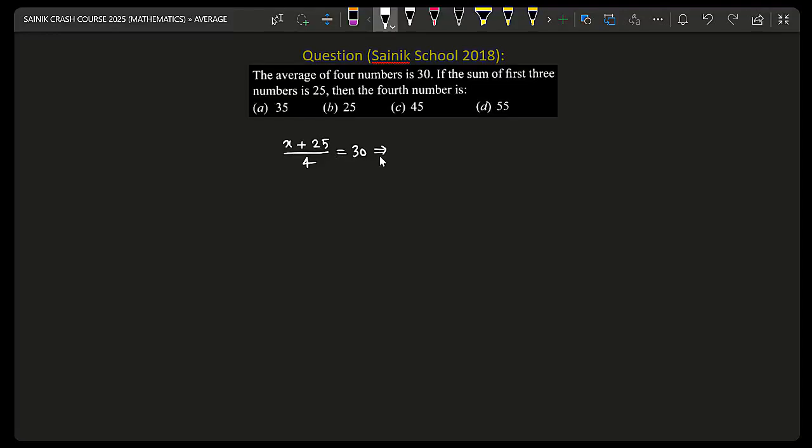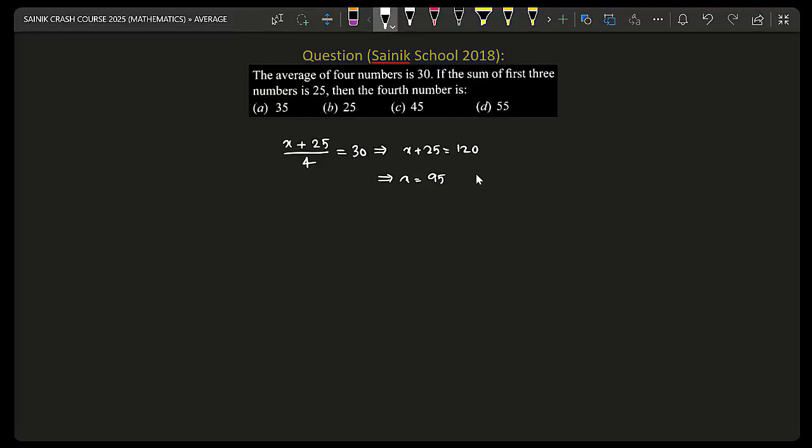Sir, the addition of all the observations is equal to average into number. Okay, you are transposing 4 to the right side. So X plus 25 is 4 into 30, how much? Sir, 120. Now transpose 25. Sir, then X is equal to 95. That is the answer. Which option? Sir, there is no option.